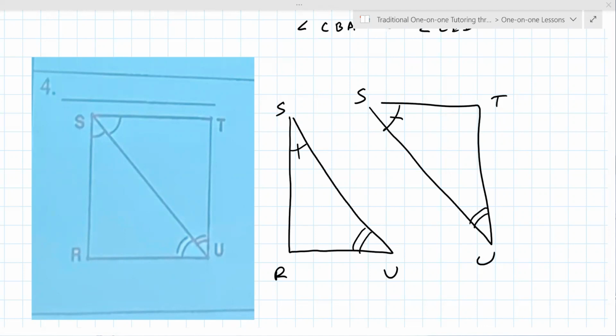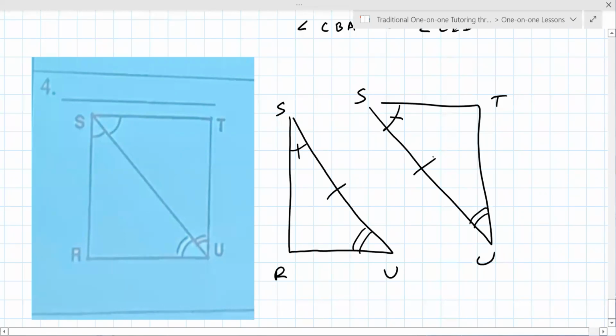What side do they share? They share the SU side. Yeah, so we can say that side SU is congruent to that side SU.